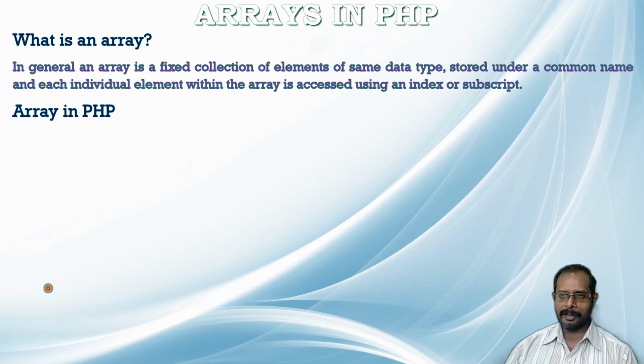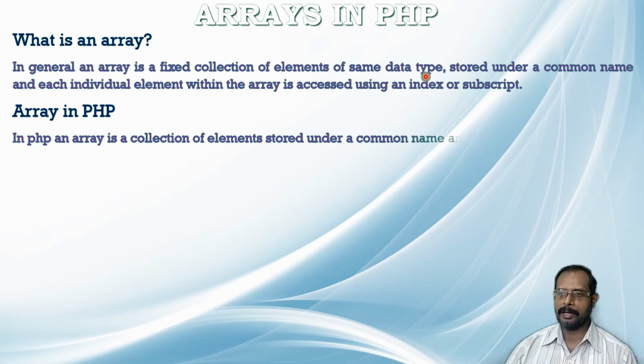So this is the definition given by data structure, but in PHP an array need not be of fixed size, and the elements of the array need not be of the same data type also. So we redefine the definition of arrays in PHP by removing these two criteria, that is, fixed collection and the same data type. So the definition of array in PHP is something like this.